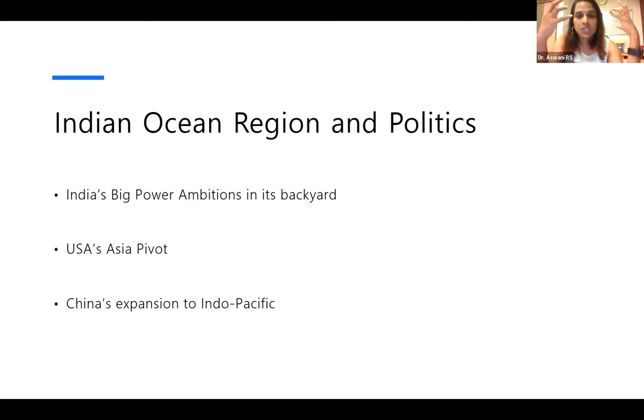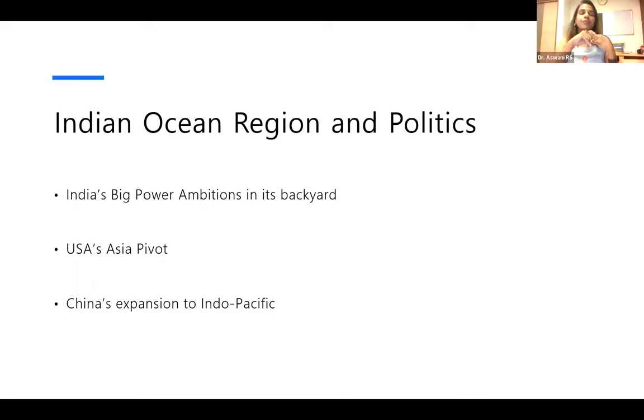Now, the region's politics is important from three perspectives. One is Indian perspective. So India has a lot of big power ambitions in the backyard of, because Indian Ocean is in the backyard of India. This is one of the only oceans in the world which is kind of named after a country. And also India has a lot of ambitions to grow as a big power, right? And for assisting India's growth as a world power, Indian Ocean is very, very significant, right? Now, that's one perspective that we have to talk about.